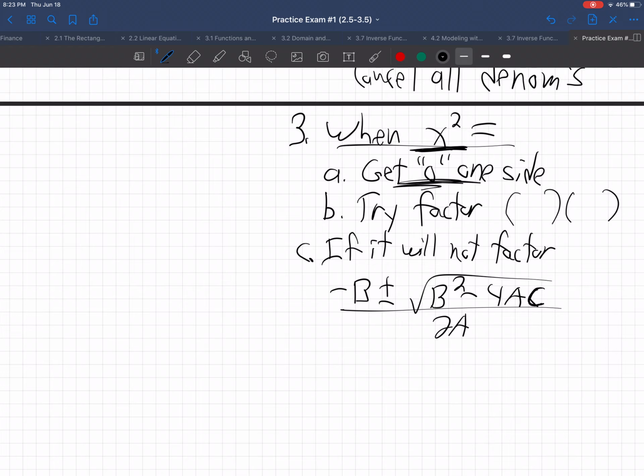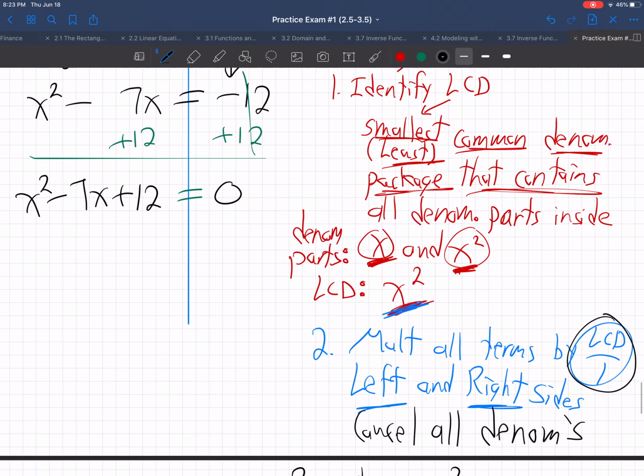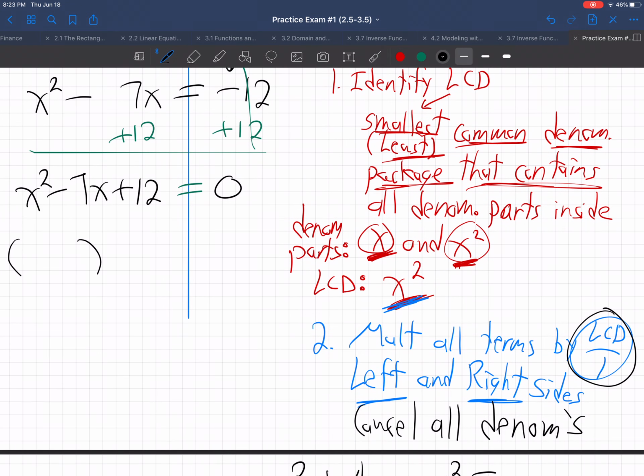We get a 0 on one side, so it's really important that you have in your notes for the next exam these steps, because it's going to come up for sure throughout the whole course, and if you're moving on into higher math, it just comes up a lot. When x squared with an equal sign shows up, get a 0 on one side, try to factor. If it won't factor, use the quadratic formula. So let's try to factor.